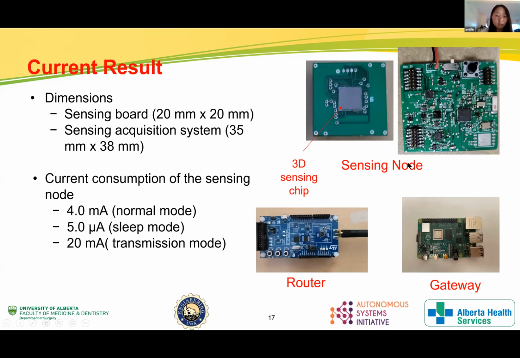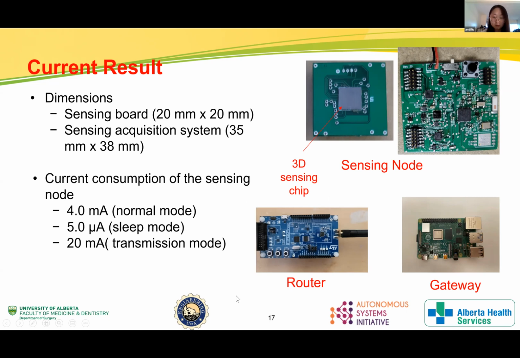So here are the current results. The top two figures show the sensing board and the data acquisition system, and its current consumption has been tested. In normal mode, it consumes 4 milliamps, while it only consumes 5 microamps in sleep mode. However, in transmission mode, it will consume 20 milliamps, which is much higher than 4 milliamps.